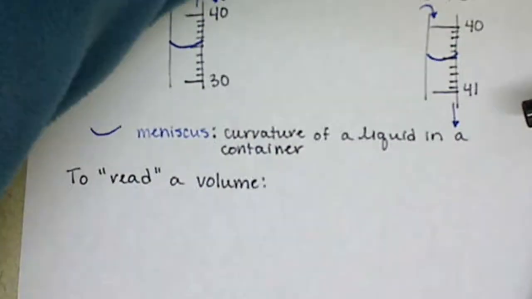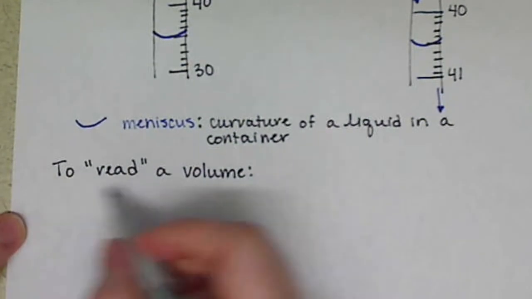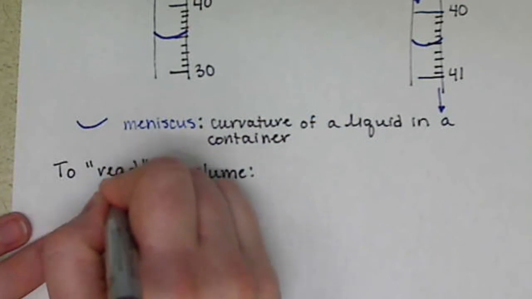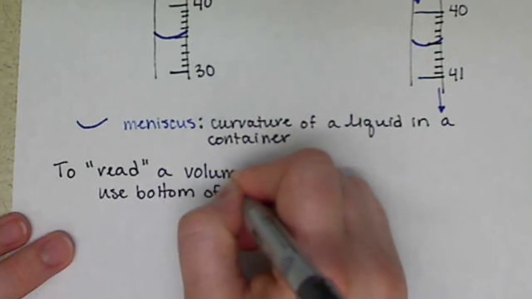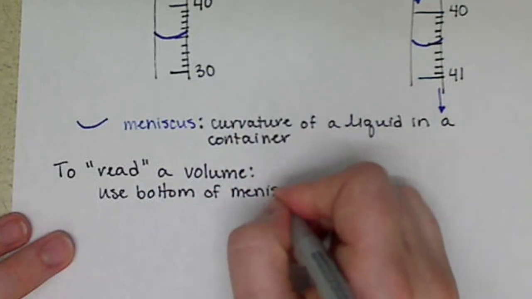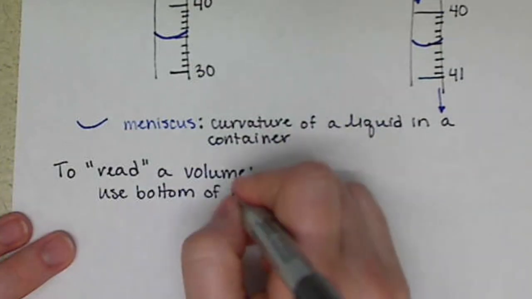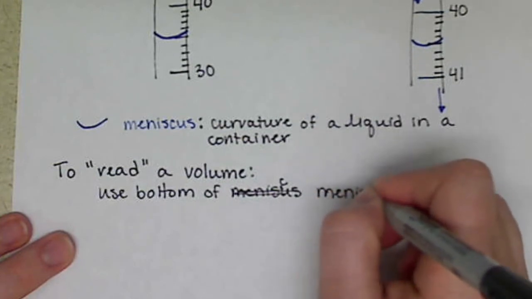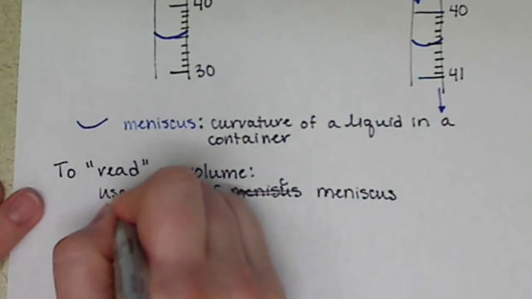Move my camera down here. So to read a volume, we're going to use the bottom of the meniscus. Oops. There's a C there, meniscus. Let's just rewrite that. And we want to get to eye level.